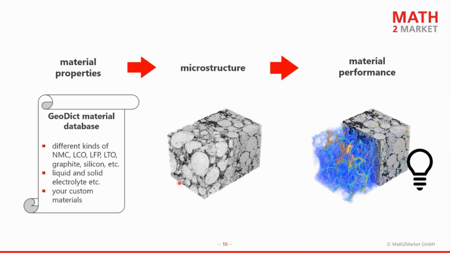Then you need a microstructure, and together with the microstructure, you get a prediction of the material performance. And this is also something that we will have a look at today, the electrochemical performance of a cathode.